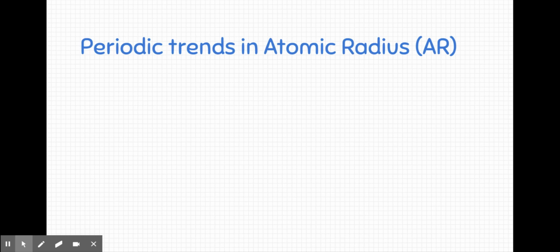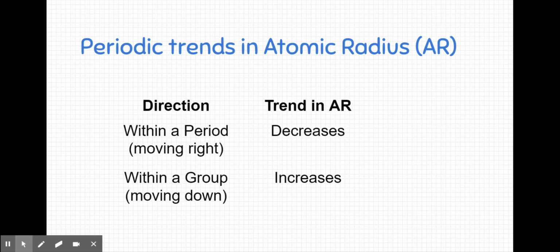So when we're looking at periodic trends, we are always going to describe trends in two directions. We're going to describe the trends going across the periodic table within a period, and we're going to describe the trend within a group, moving down or up on the periodic table. So let's look at what the pattern is, and then we'll explain and look at an example of why that's the case.